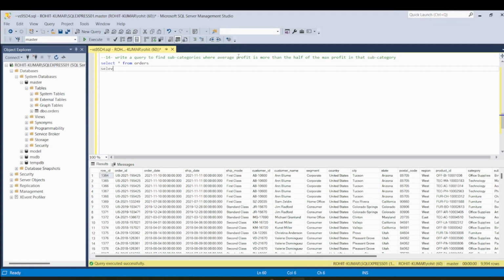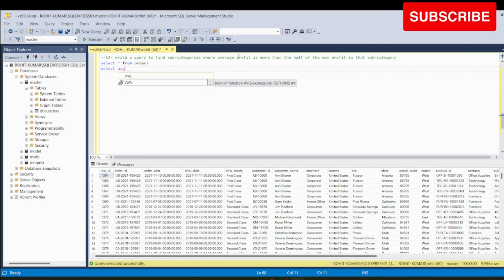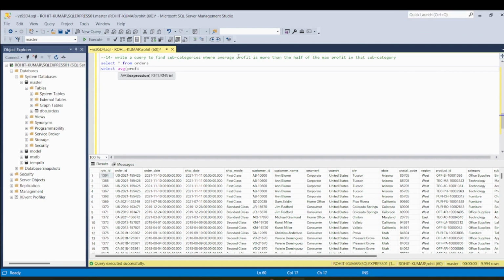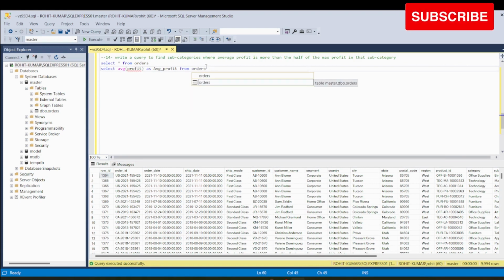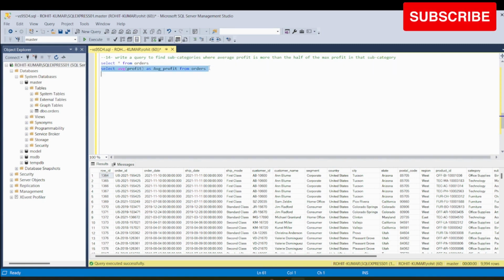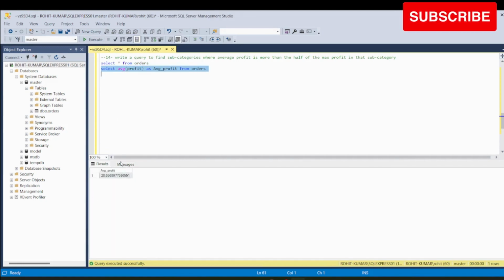So we will write select avg. We will use avg for finding the average profit, aliased as average_profit, from the orders table. Okay, so after executing this query, we will get only one row because we are aggregating. We are supposed to get only one row, so we are getting the average profit.